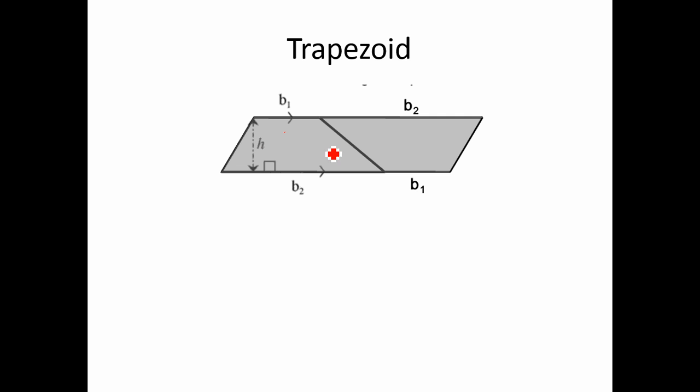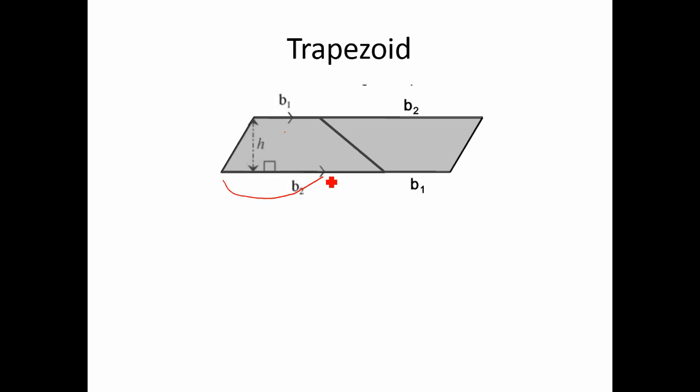Okay, original trapezoid, the other one flipped over. Now I have two trapezoids side by side. Guess what I now made? That's right, it's a parallelogram, okay? And in order to find the area of a parallelogram, remember, it's base times height.